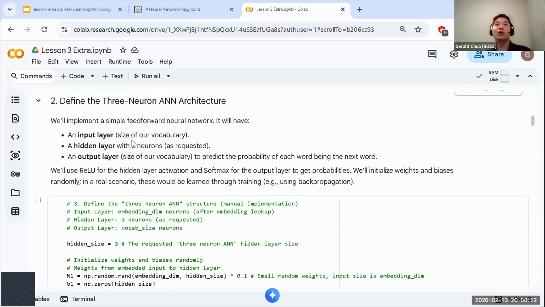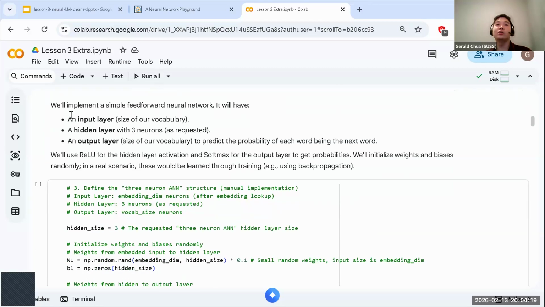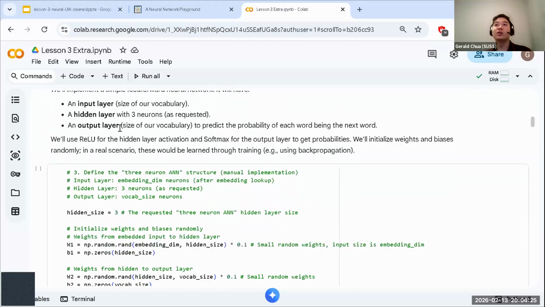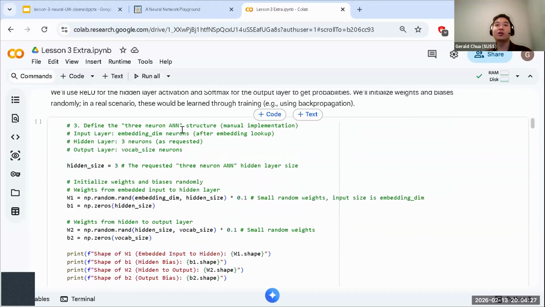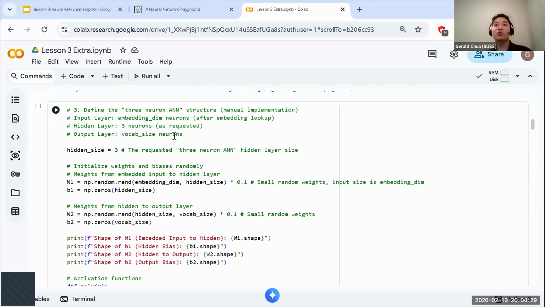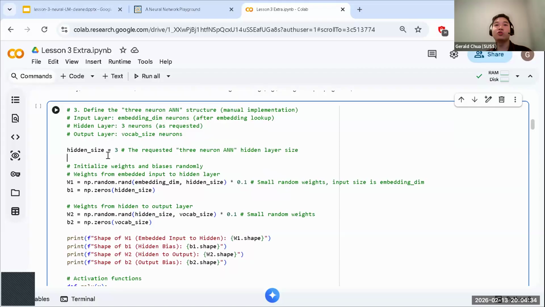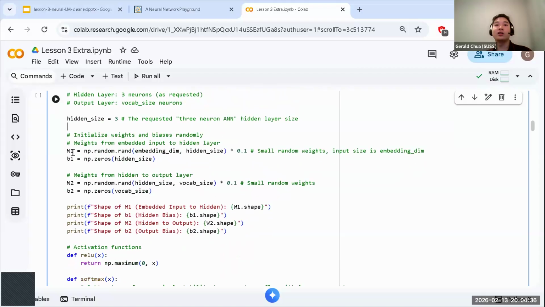But let me show you how to define a three-neuron artificial neural network. There'll be an input layer, which is the size of the vocabulary. There'll be a hidden layer, which is 3 neurons, and then there is an output layer, the size of predicting the next word lah. So what is happening here is that we're going to define the hidden layer to be 3. Then there's some math that is W1, B1.